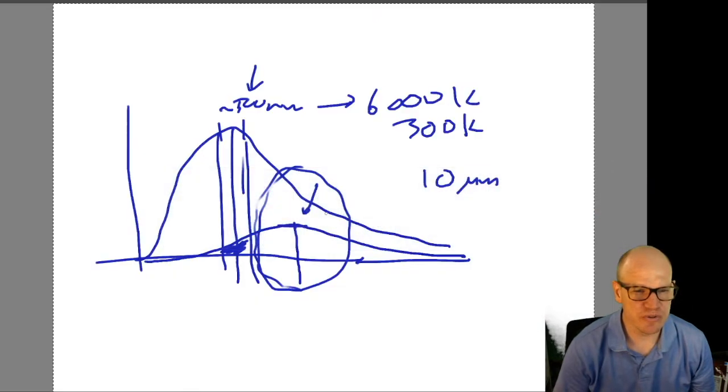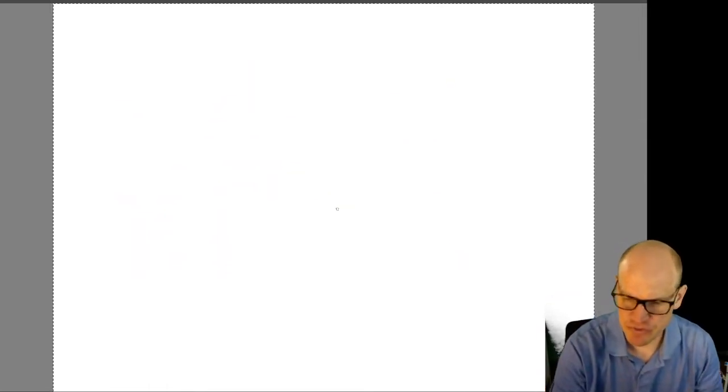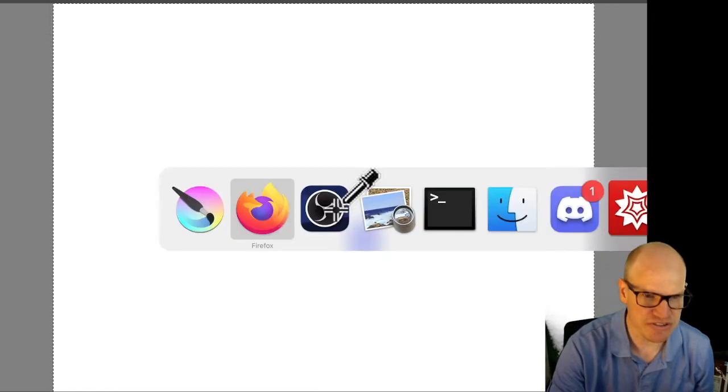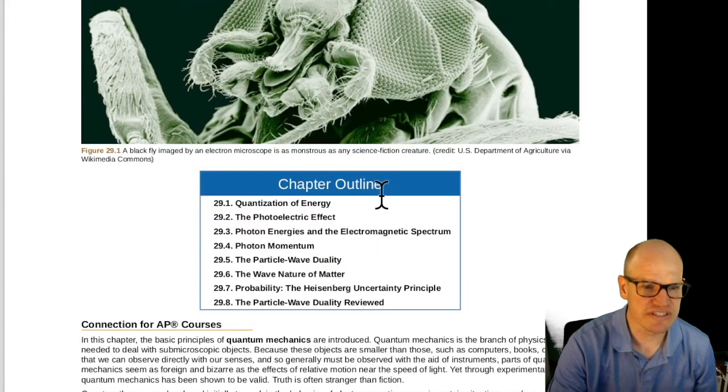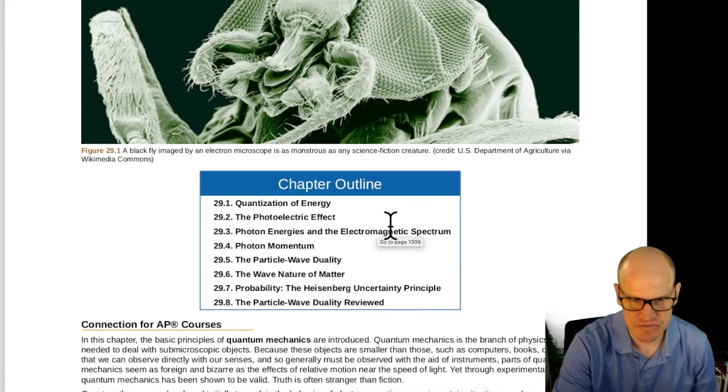Okay, so here we go. That is the photoelectric effect. That's what it's called. The photoelectric effect is the effect of photons dislodging the electrons from the surface of these different substances. So let us take a look and see if we're missing something. So that's the photoelectric effect. Photon energies in the electromagnetic spectrum we've talked about.